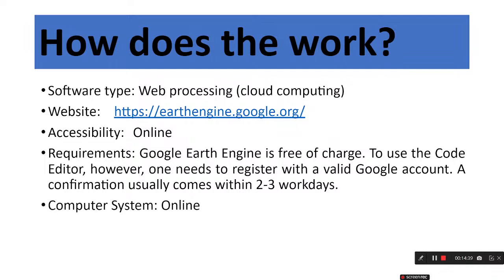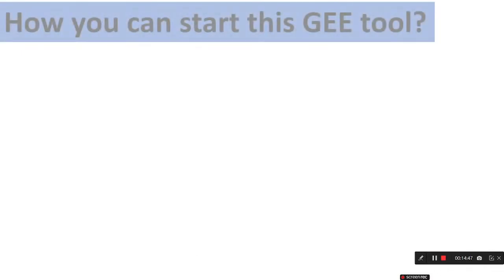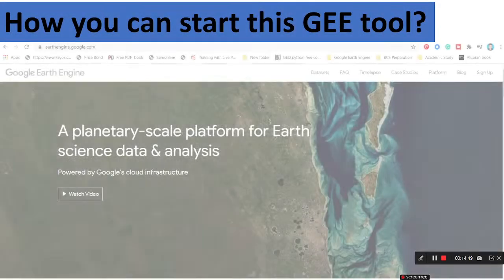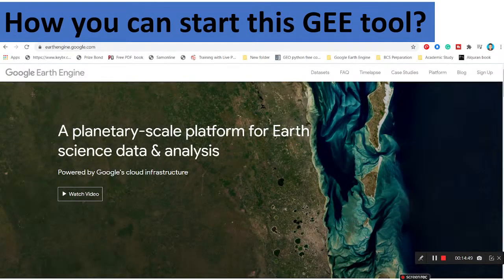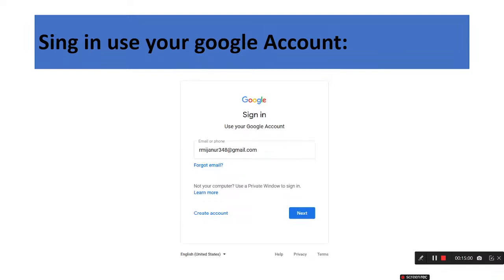Computation must be online when you want to work with the Google Earth Engine platform. It mainly works for image processing and visualization, and it also works with vector and raster data. It is very easy. You can simply go to the link earthengine.google.com, then click sign up, and sign in using your Google account. If you have your institution email, that is even better.